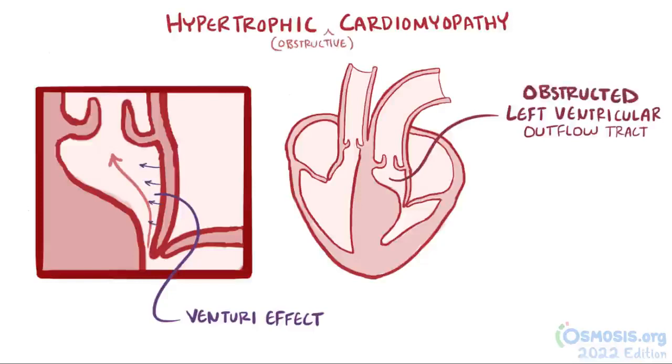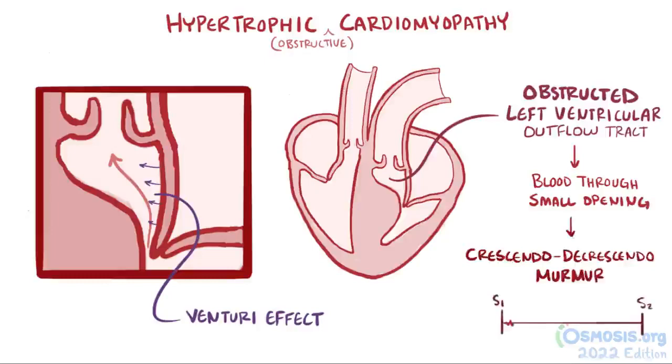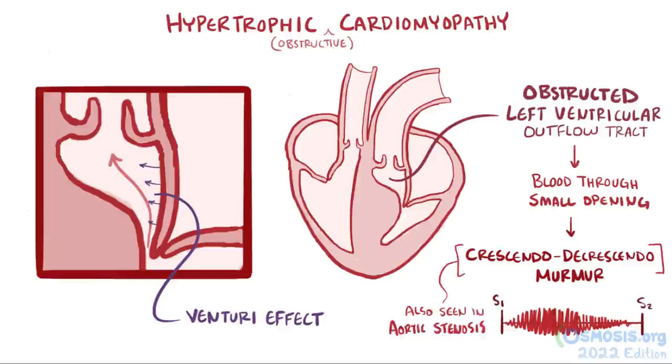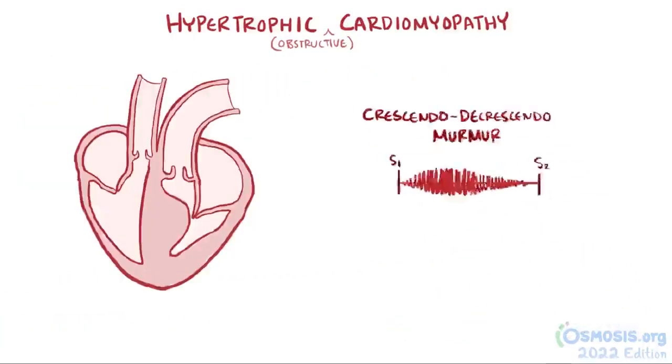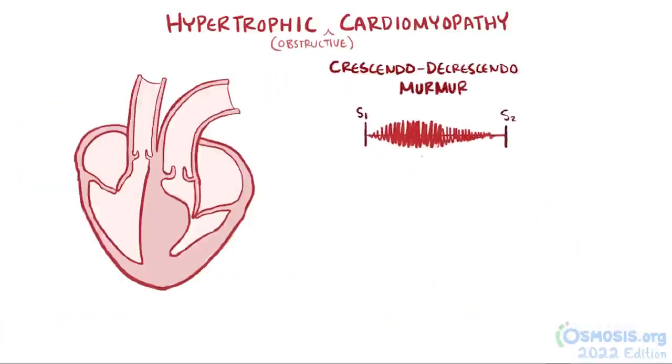An obstructed left ventricular outflow tract means that blood's forced through a really tiny opening, right? Which tends to cause a crescendo-decrescendo murmur, where it gets louder as blood first rushes out, and then softer. And this is very similar to the murmur in aortic valve stenosis. The intensity of the murmur with hypertrophic cardiomyopathy, though, can change depending on how much the outflow tract is obstructed.